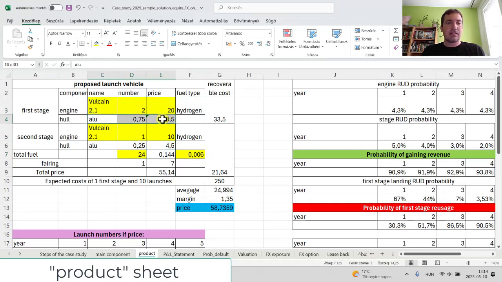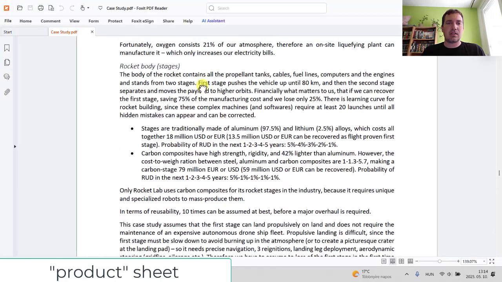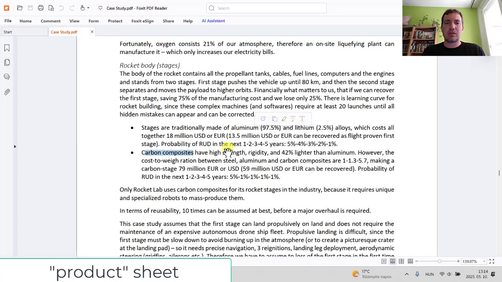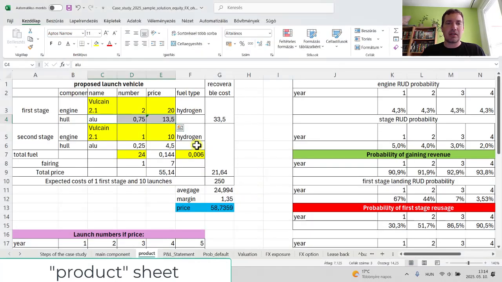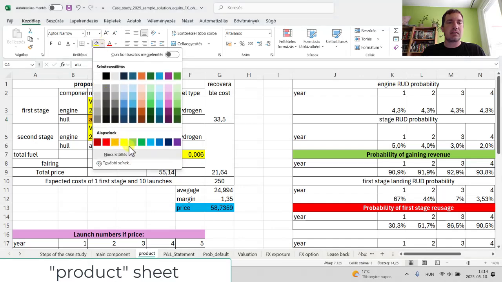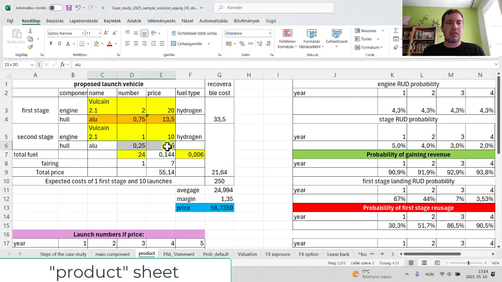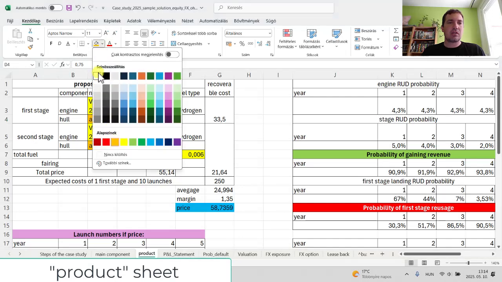Next thing is the rocket body. It can be from carbon composite, or it can be from aluminum lithium alloy. It depends on you. In this case, this one has this cost, and the other one is absolutely more expensive. But obviously probabilities will be a bit different. So let's give it this color. In this case we don't have to touch this one.